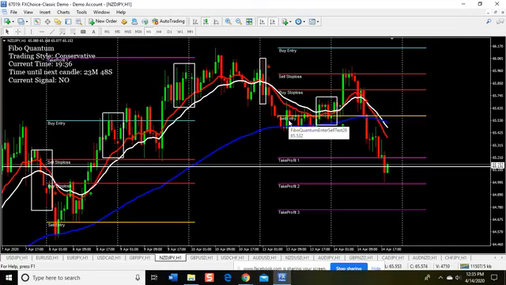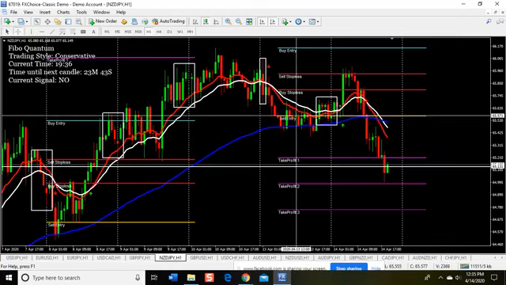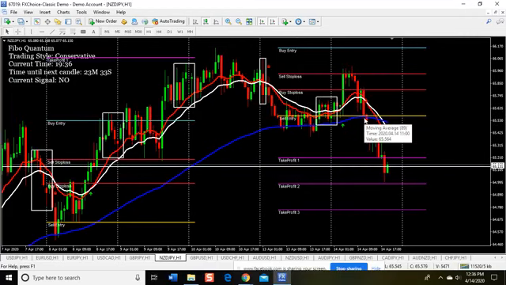Had I taken it yesterday, it looks like I made a good decision, right? Because it doesn't get up 50 pips. It doesn't make it to take profit 1. It goes back and gets stopped out with a 37, 38 pip loss. But then it comes back down again, right? These trades give you more than one opportunity a lot of times.